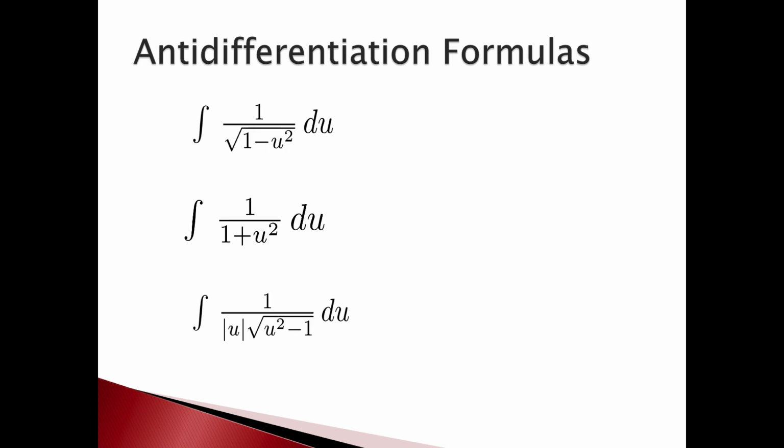Okay, what else? Well, we know other derivative formulas that we can now rewrite as antidifferentiation formulas, or indefinite integral rules. So 1 over the square root of 1 minus u squared, that's obviously what? The derivative of inverse sine. So when we find an antiderivative for that, it'll be arc sine, inverse sine of u. Because here we're integrating with respect to u.